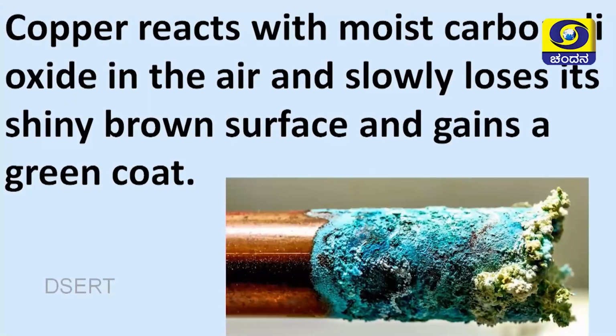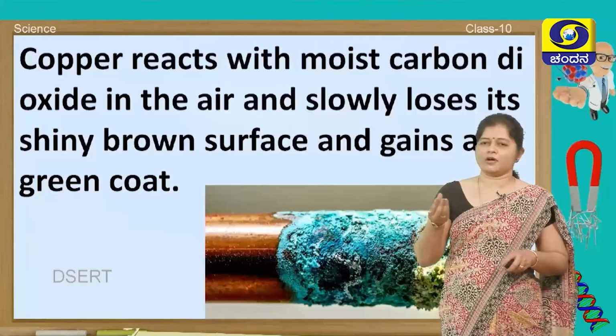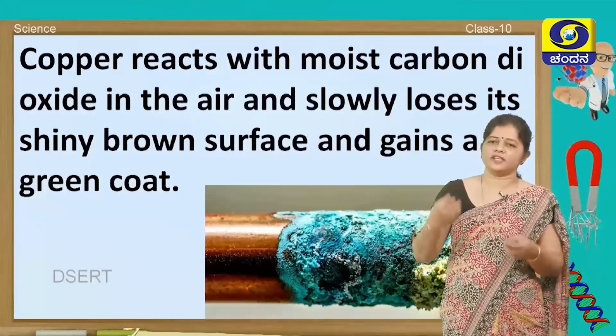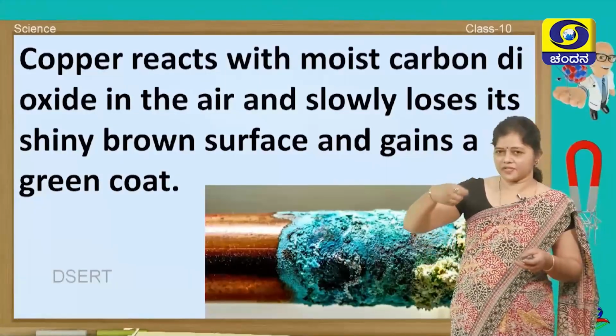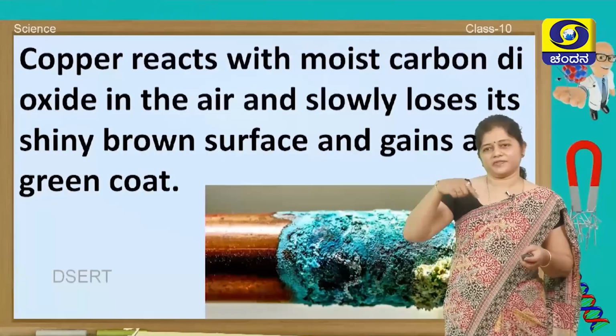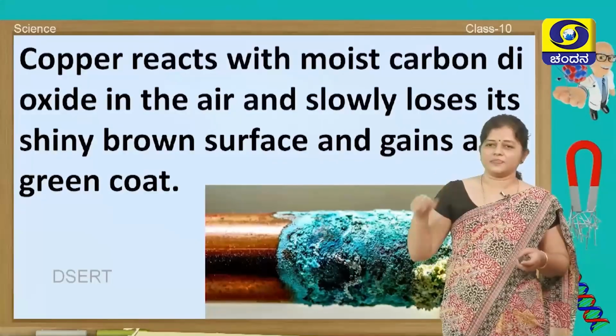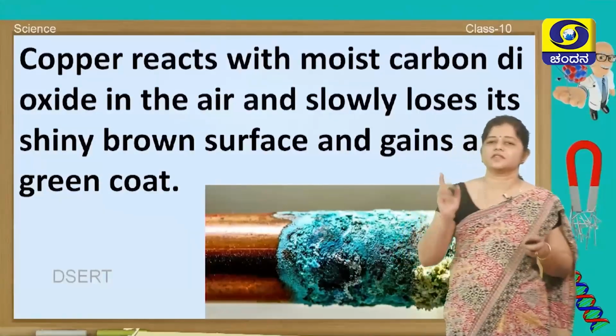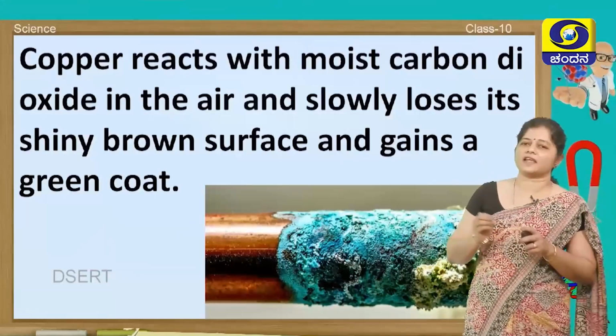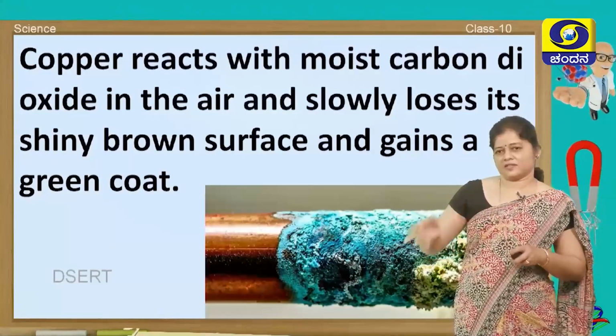And you have also seen this. Copper reacts with moist carbon dioxide in the air and slowly loses its brown shiny surface, and it gets a green coat. This is also one phenomenon that you have already seen. If there is a copper diya in your house, and you would have lit it and left it for some time without using it, you would have observed that it develops a green surface. That green tinge, you find it in that copper diya. That is because of this process. It reacts with the moist carbon dioxide in the air, and it forms a carbonate which is green in color.